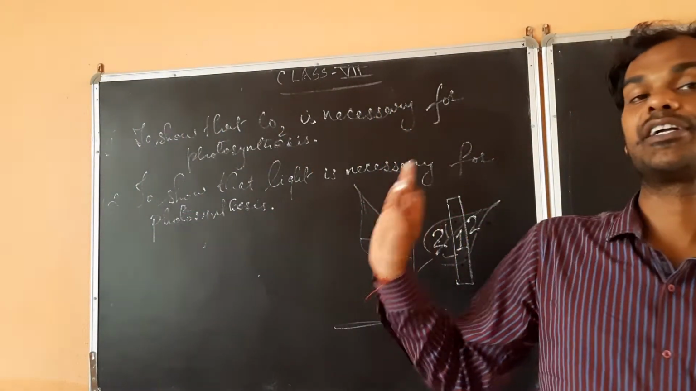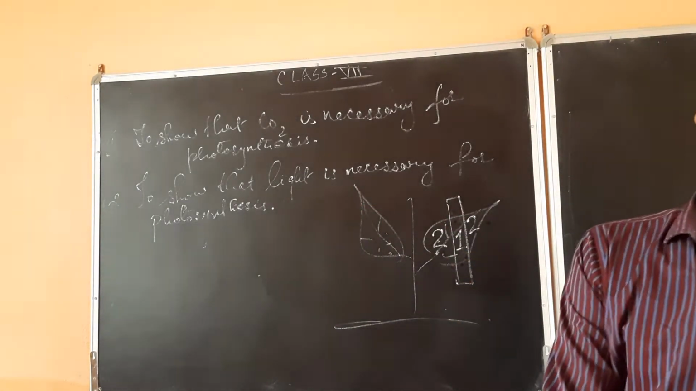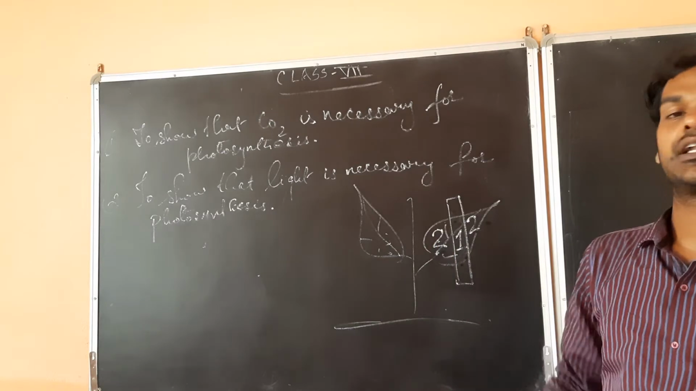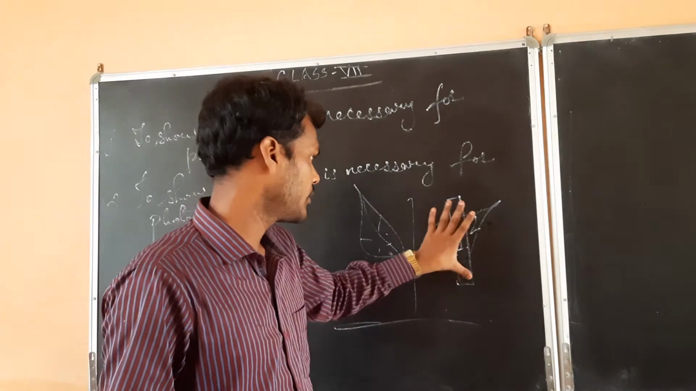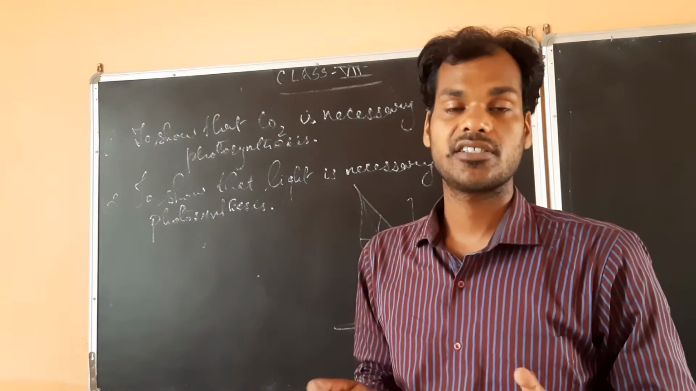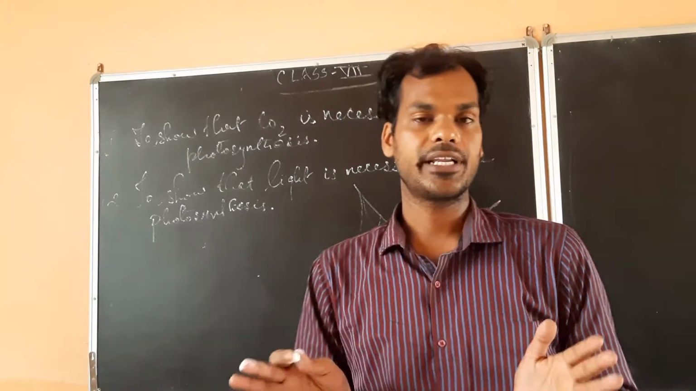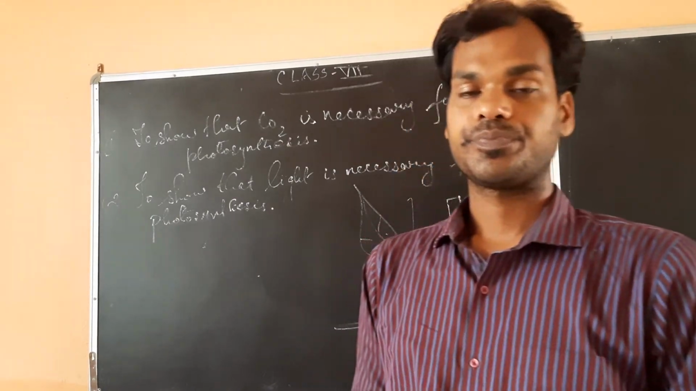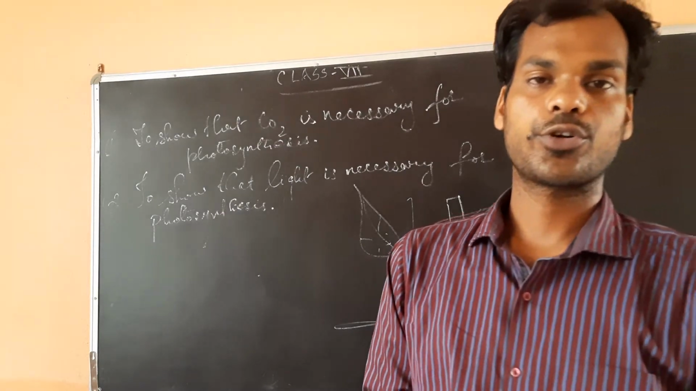Okay, this simple experiment indicates that light is necessary for photosynthesis. This portion number 1 was devoid of sunlight, that is, it was not getting the sunlight. The rest of the portion of the leaf which was not covered with the black paper was getting the sunlight. So this simple experiment shows that light is necessary for photosynthesis. Okay, already we have discussed the raw materials used for photosynthesis. We have carbon dioxide, we have sunlight, we have chlorophyll, okay, we have water. So these are the raw materials used for photosynthesis.